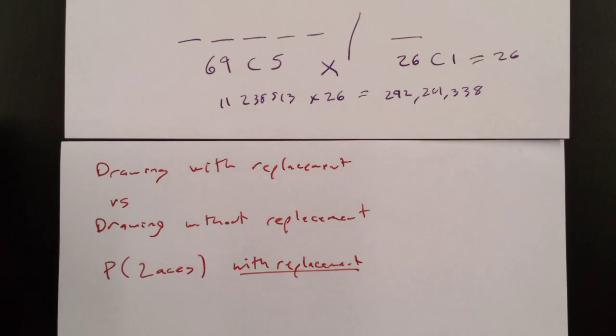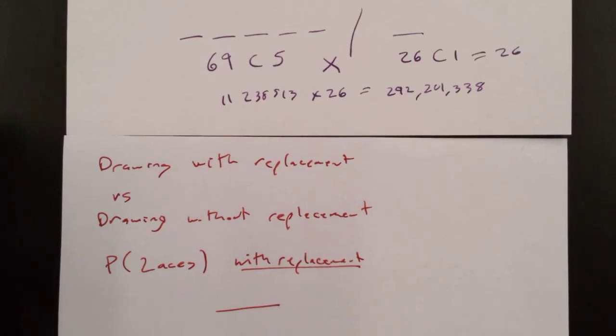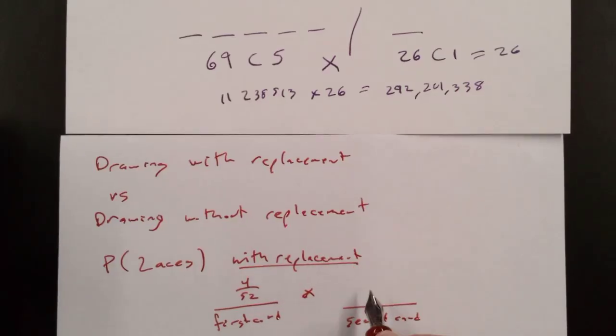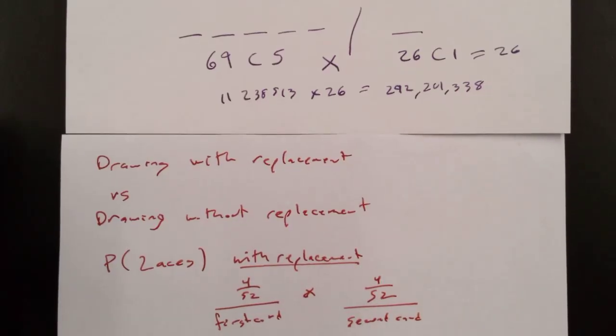How many aces are in the deck? There are 4 of them, right? So I count the number of aces for the first card: 4 aces out of 52. And second card, it's like I have a brand new deck. How many aces are in the deck now? There are still 4 because I put the card back. So that changes the way we do this.